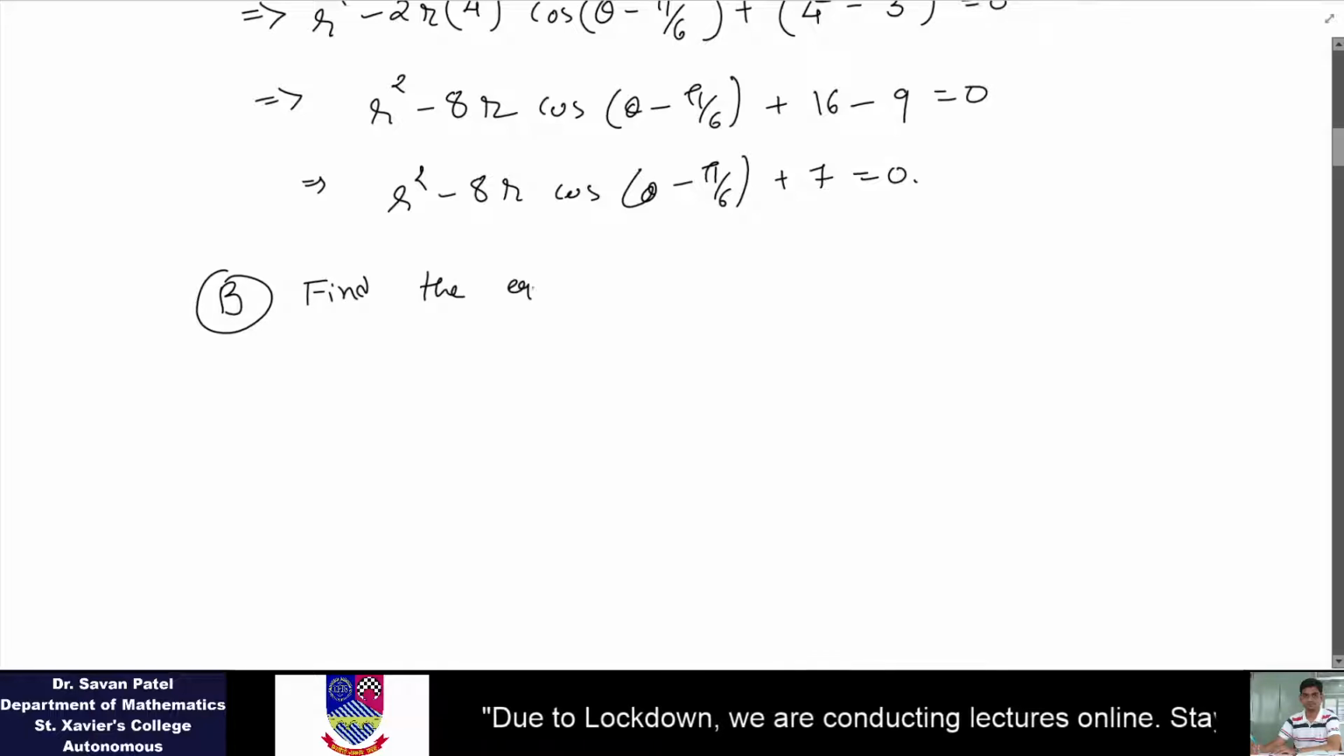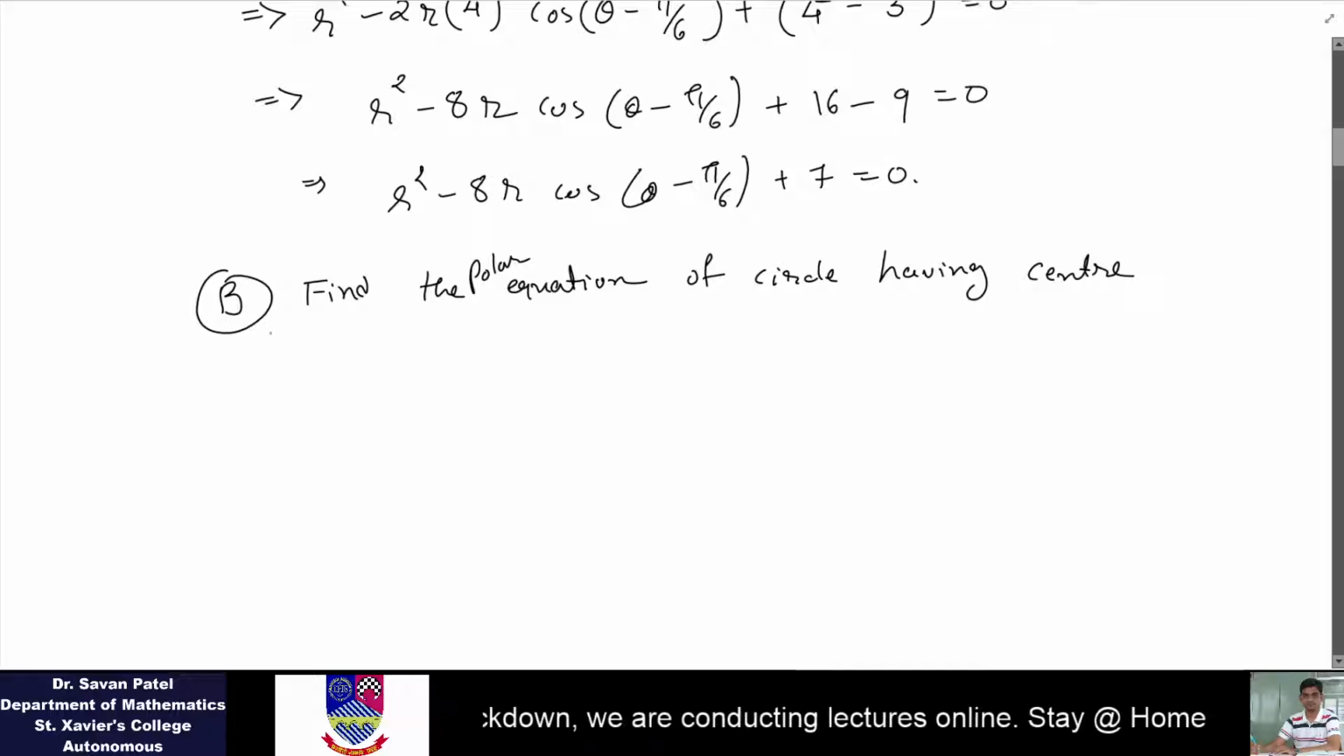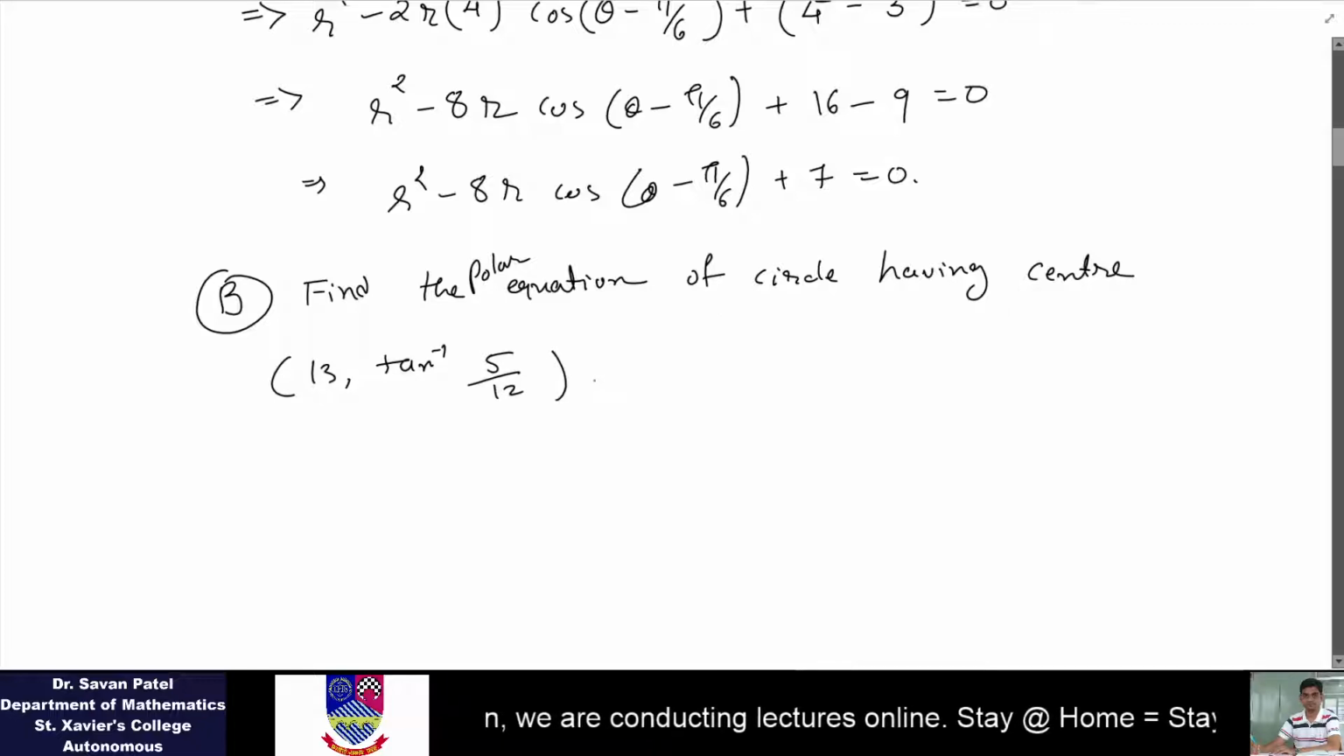Let's take one more problem. B. Write the polar equation of circle having center (13, tan inverse 5 by 12) and radius 17.